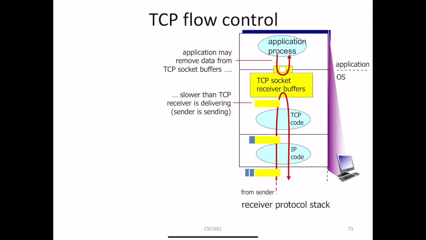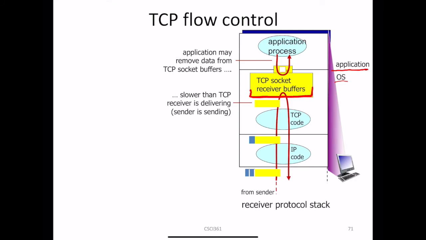Then let's see TCP flow control. First, let's understand this figure. Above this line is the application layer, which is managed by the users or the developers. Below this line are the transport layer, network layer, link layer, and the physical layer, which are maintained by the operating system. Between the application layer and the transport layer, there is a buffer.